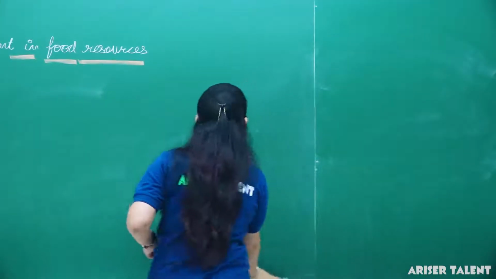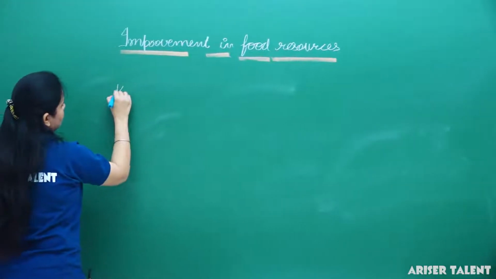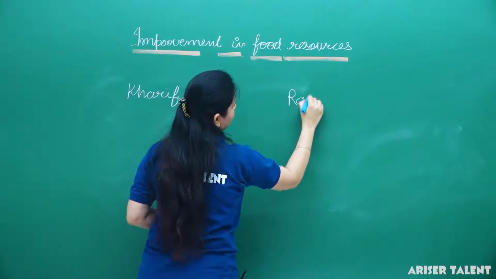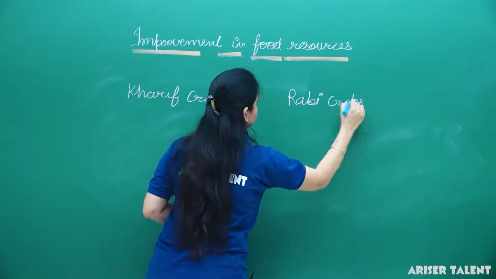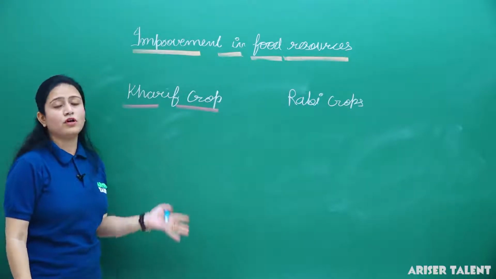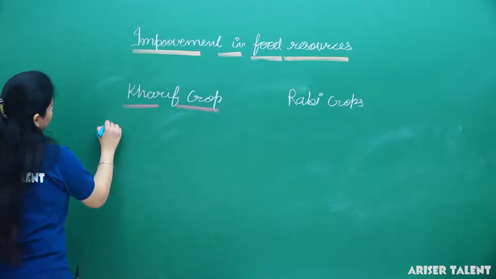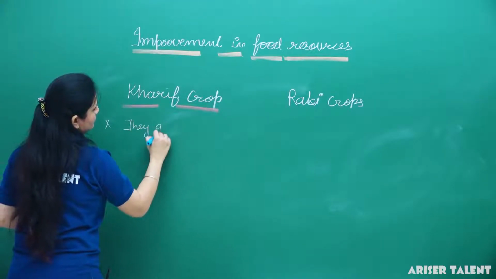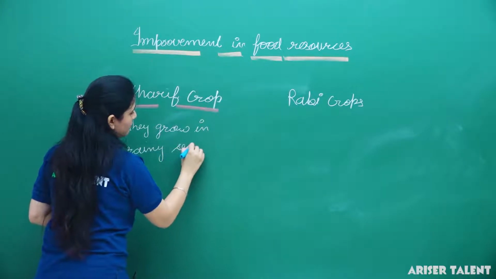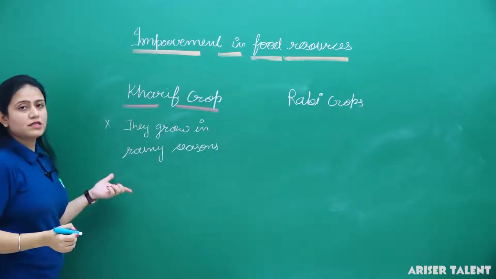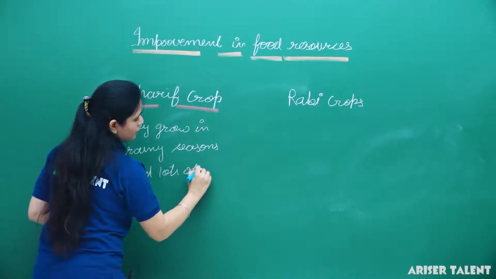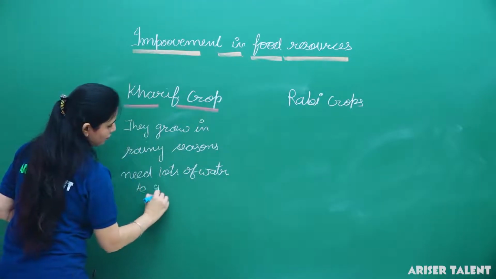Here we will discuss two types of crops. One is the Kharif crop and another is the Rabi crop. If we talk about the Kharif crop, generally it is grown in the rainy season. Such crops need lots of water to grow.